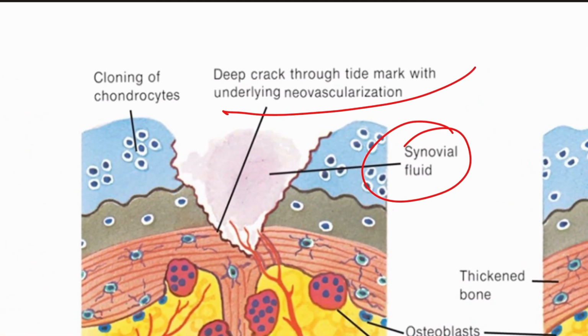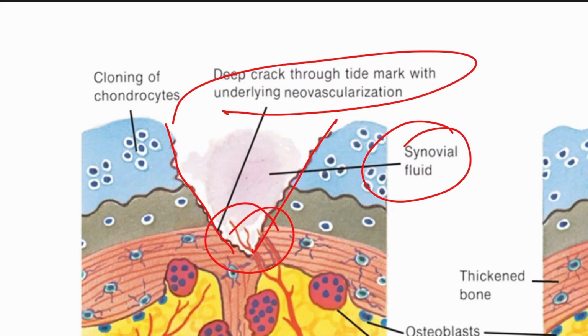So we get all this synovial fluid, and it starts causing this deep crack to form. And now this crack is getting deeper and deeper. We're starting to get into the blood supply, into the bone itself. These cracks are starting to form and get deeper and deeper.